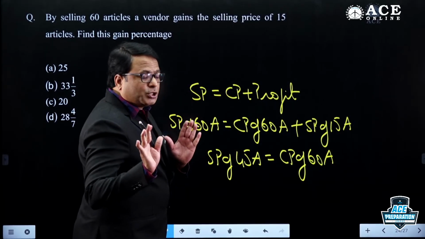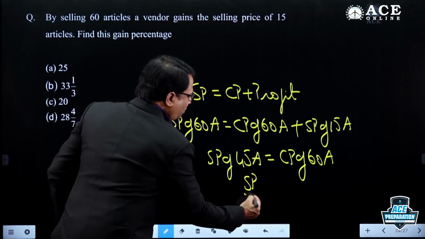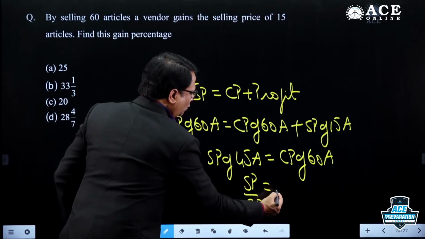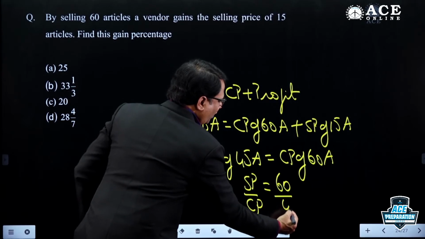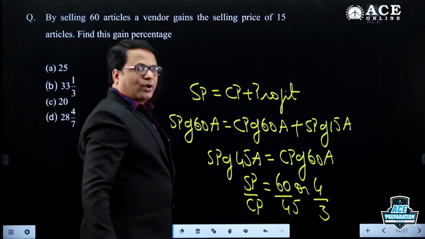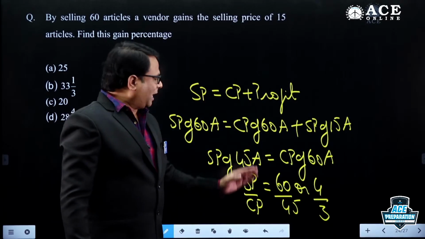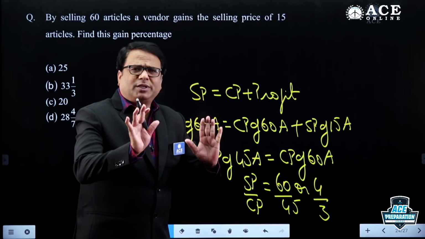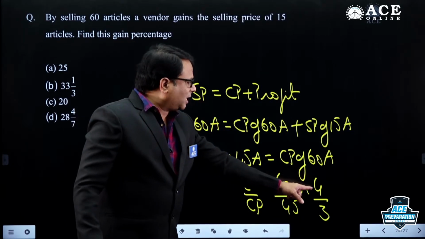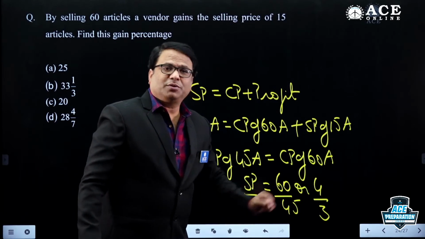Now you can get the ratio between selling price and cost price. So selling price by cost price equal to 60 by 45 or 4 by 3. So I got the ratio between selling price and cost price. Okay, and you can clearly see the profit in the transaction because selling price is represented by 4 units and cost price is represented by 3 units.